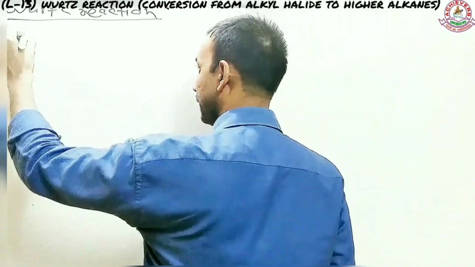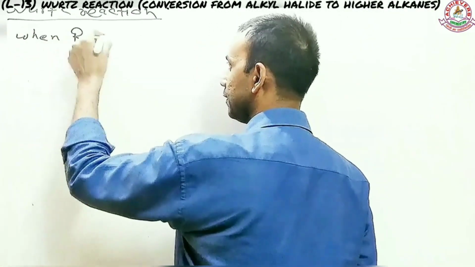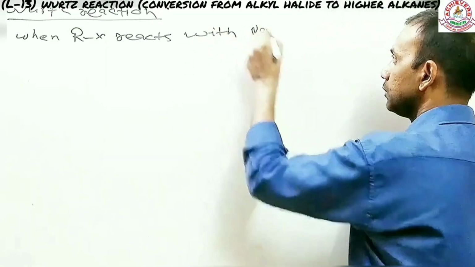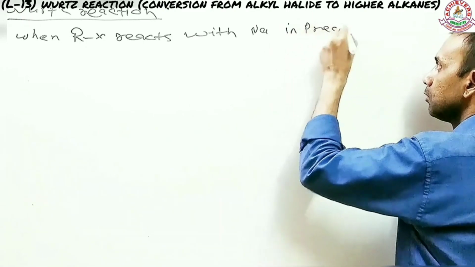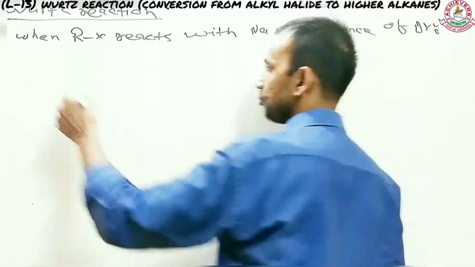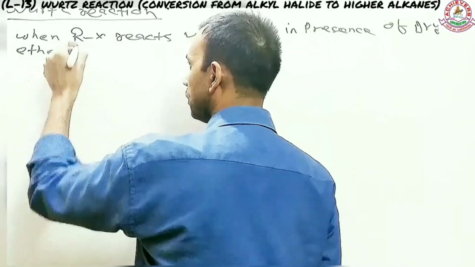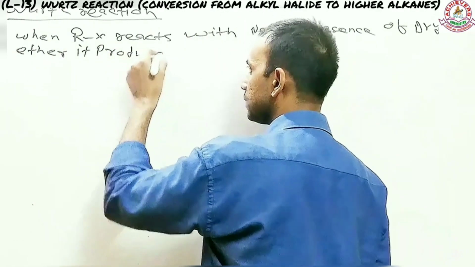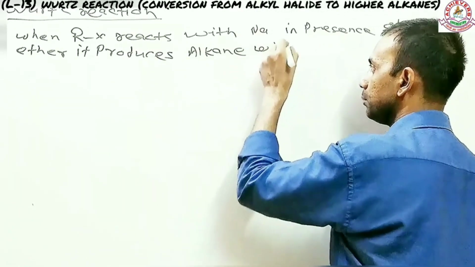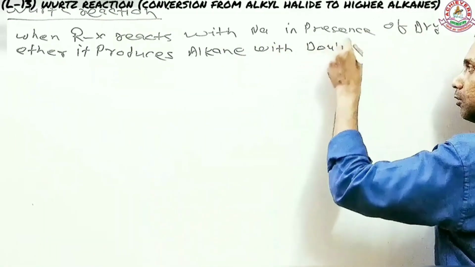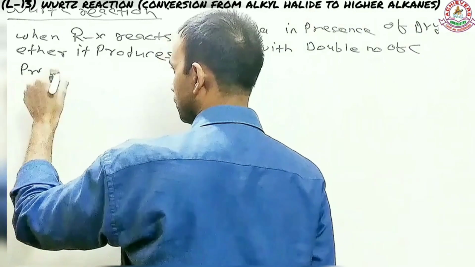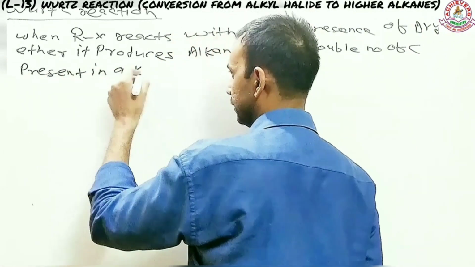So what is Wurtz reaction? Let me write a bit of a statement. When alkyl halide reacts with sodium in presence of dry ether, it produces alkane with double the number of carbon present in alkyl halides.